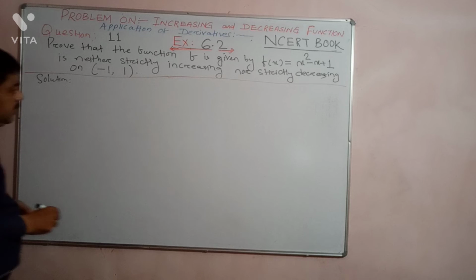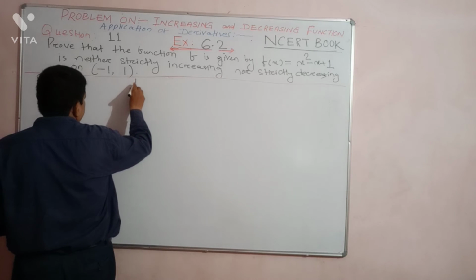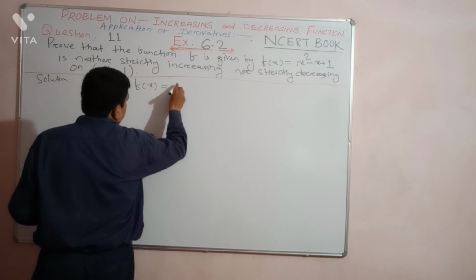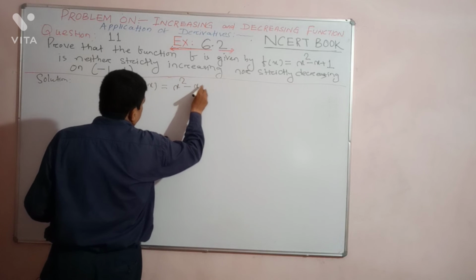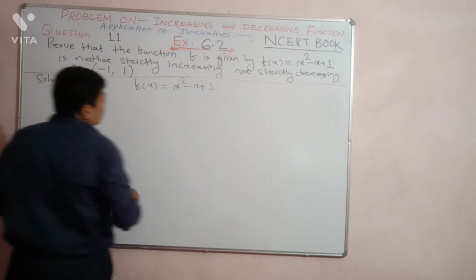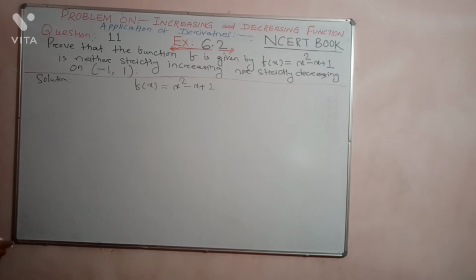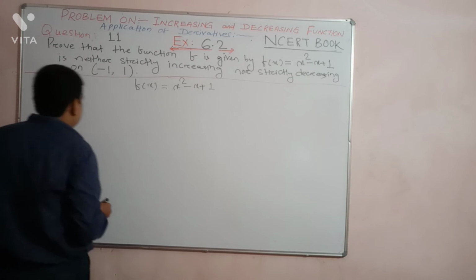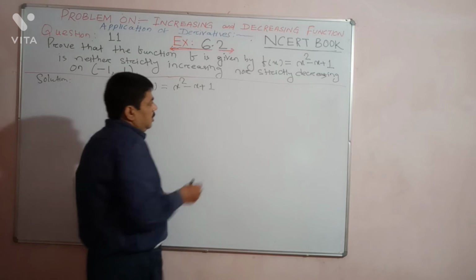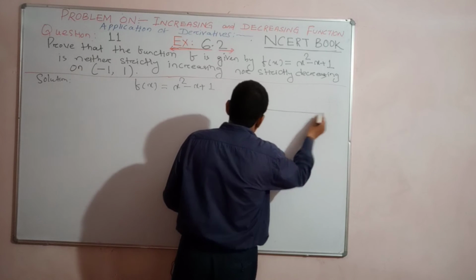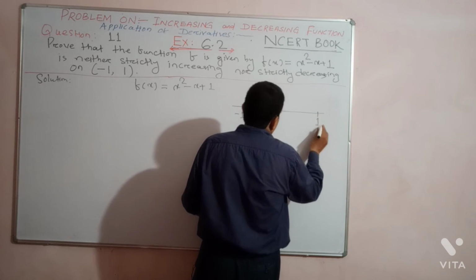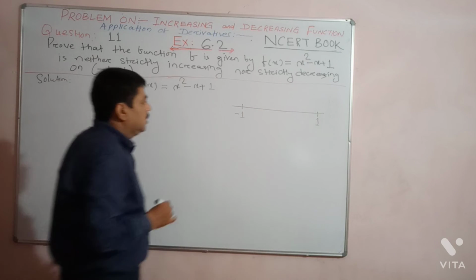So the given function is f(x) = x² − x + 1. We have to show that this function is neither strictly increasing nor strictly decreasing in the open interval (−1, 1). Here the open interval is given, from −1 to 1. In this interval the function is neither increasing nor decreasing.